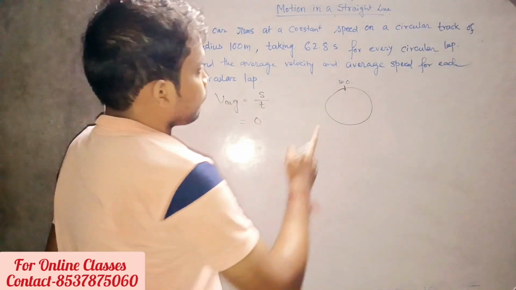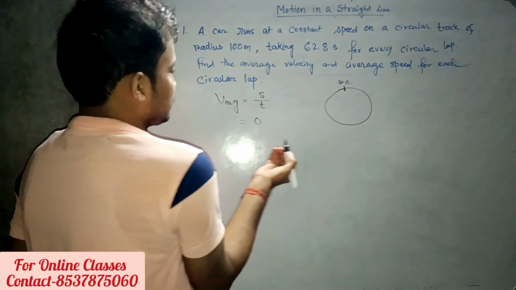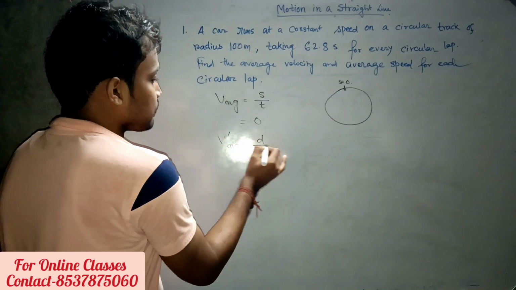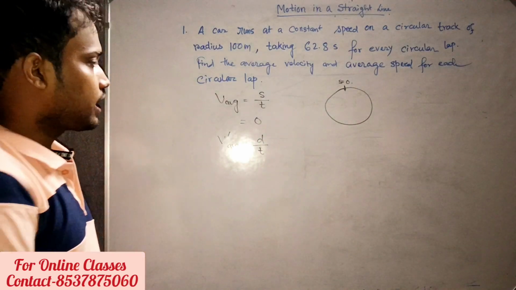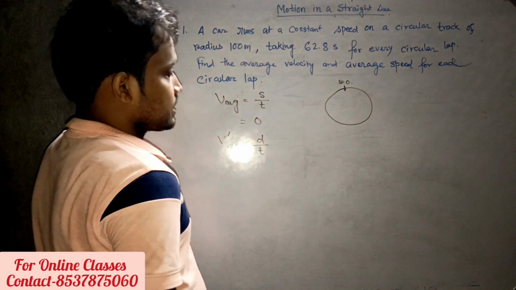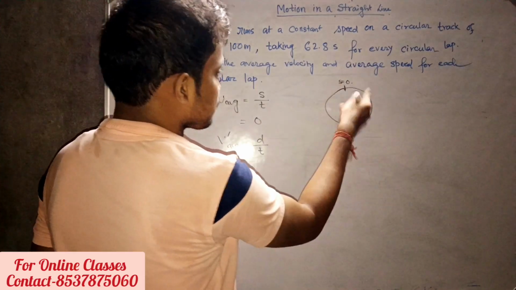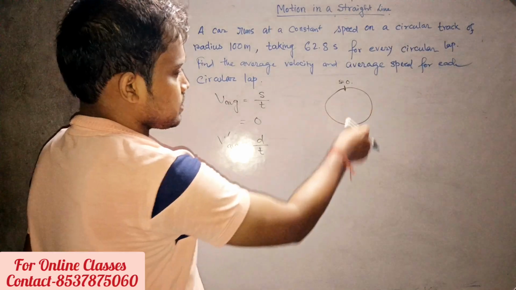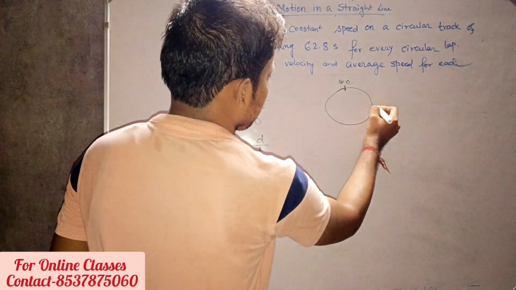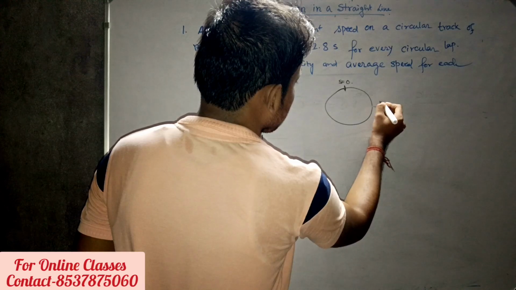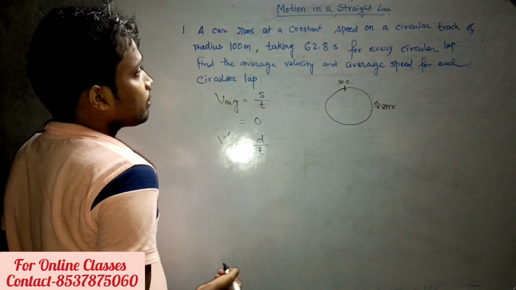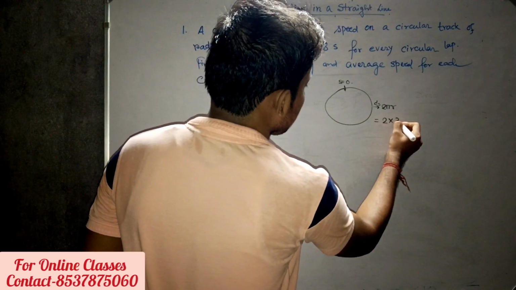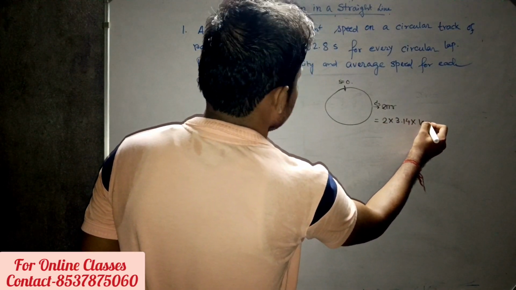Now, if we find the average speed, let's say average speed v average, this will be distance upon time. So what will be the distance? For a circular lap, the distance is basically the perimeter of the circle. So what is the perimeter of a circle? The perimeter of a circle is 2πr. So distance will be 2πr, and r is given and we know the value of π, that is 3.14, and r is 100 meter.